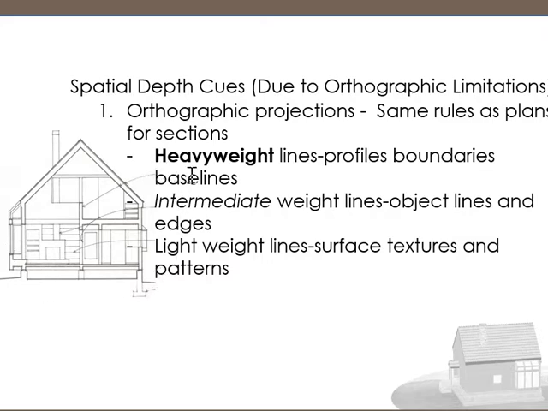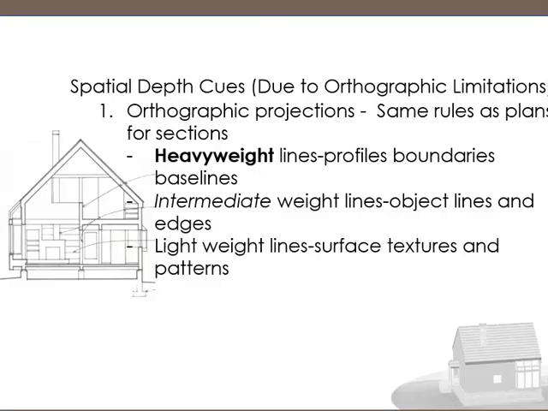Now, remember, we talked about weights. It is great when you have the heavy weight lines as the profile and boundaries. So your darkest lines are going on the outside. The item that you slice through, those solid walls, are going to have the heaviest, darkest line around a section.